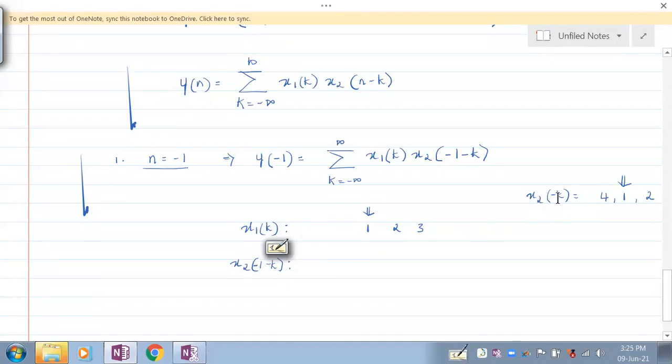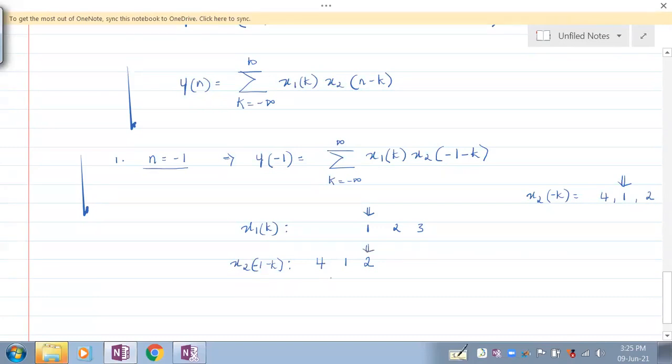Now, if this is x2 of minus k, what is x2 of minus 1 minus k? I've told you that. If this is x2 of minus k, then x2 of minus 1 minus k is shifting this x2 of minus k to the left. Minus 1 minus k means it is shifting x2 of minus k to the left by 1 position. So if we shift this to the left by 1 position, this 0th sample would be 2 now. Understand? So this is how it looks: 2, 1, 4, this being our 0th sample.